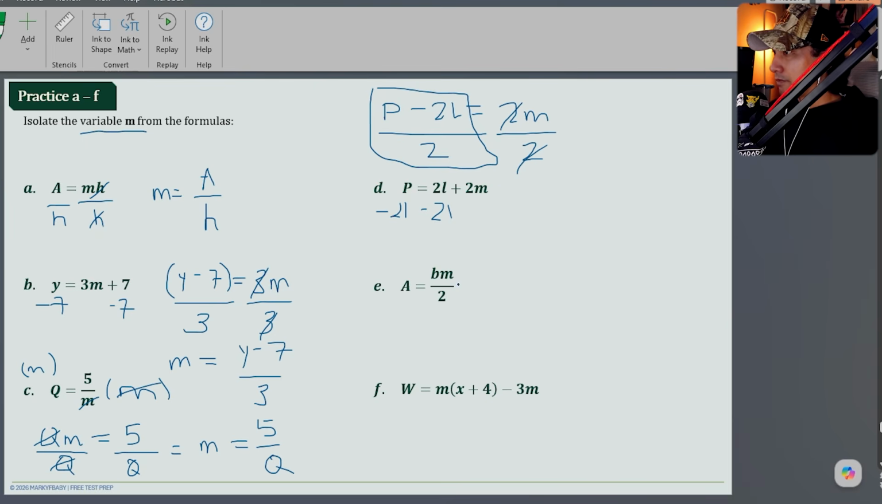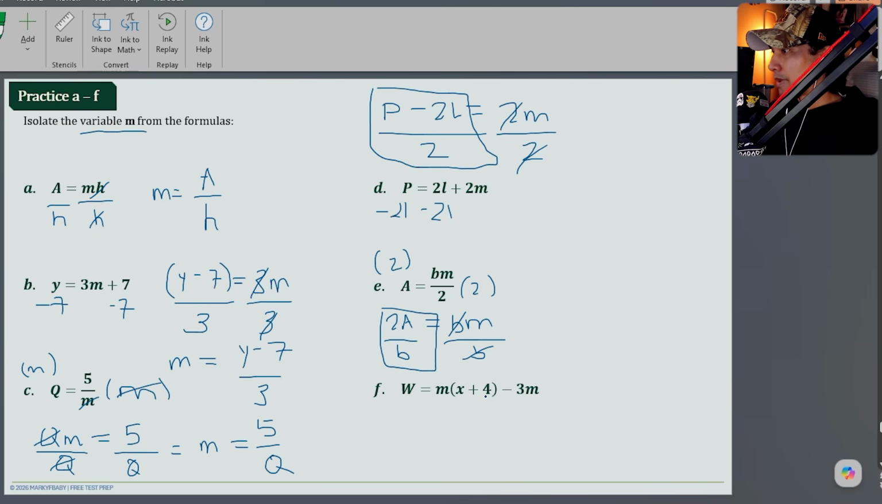Okay, this one, E. A equals BM divided by 2. The first thing I would do is clear the fraction. So I am going to multiply by 2. Then we're left with 2A equals BM. Divide by B, and this is M isolated. 2A over B equaling M. All right. We are tracking. Are we tracking? This one's a little hard.